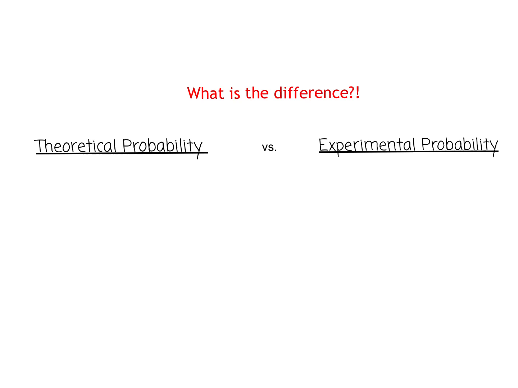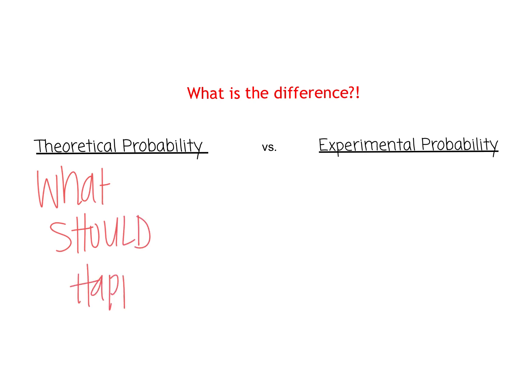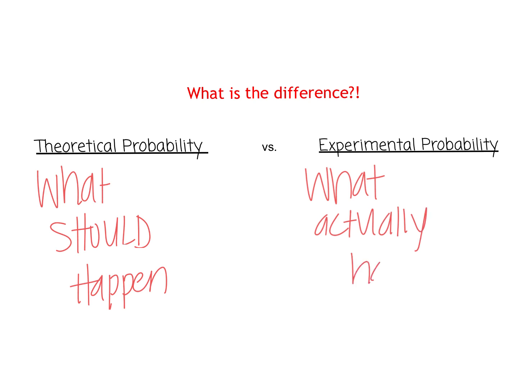Theoretical probability is what should happen. You for sure want this written down. Experimental probability is what actually happens after we do the experiment.